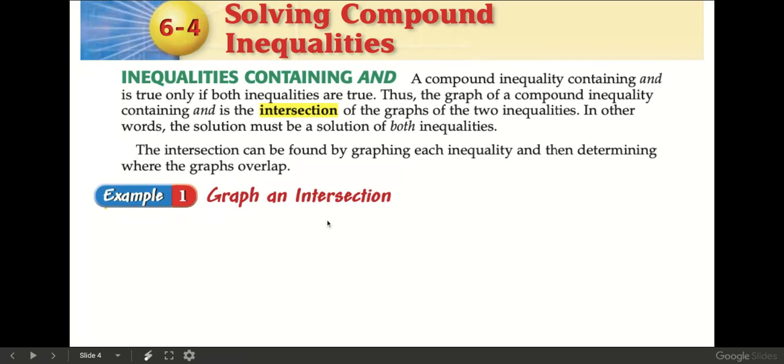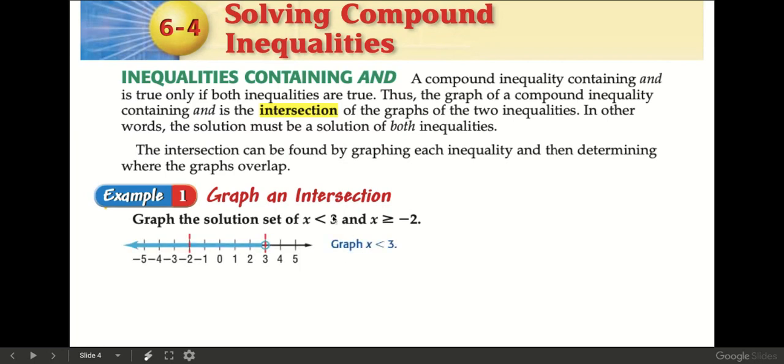So let's look at a problem. This example is where graphs intersect. It says graph the solution set of x is less than 3 and x is greater than or equal to negative 2. Our solutions have to be an intersection of these two graphs. The first thing I would do is graph x is less than 3. Here's my number line. All the numbers less than 3 work. It does not include 3, so that makes an open circle.